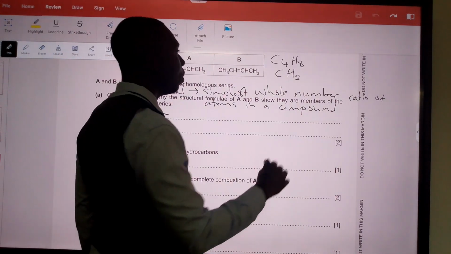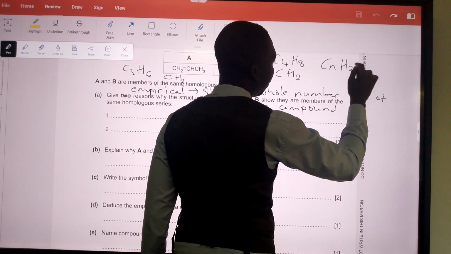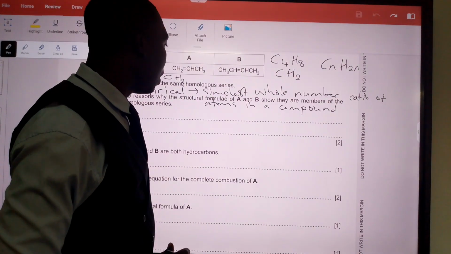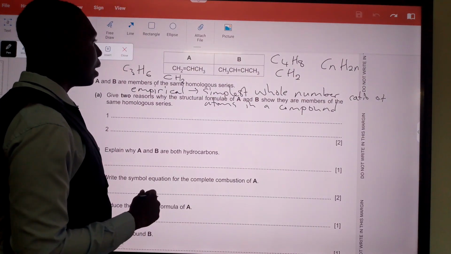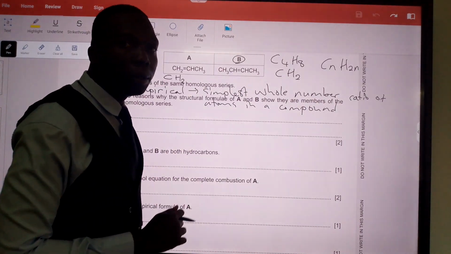Why? Because from our general formula, we said the number of hydrogen atoms is always double the number of carbon atoms. Then the other part of the question required us to name compound B.